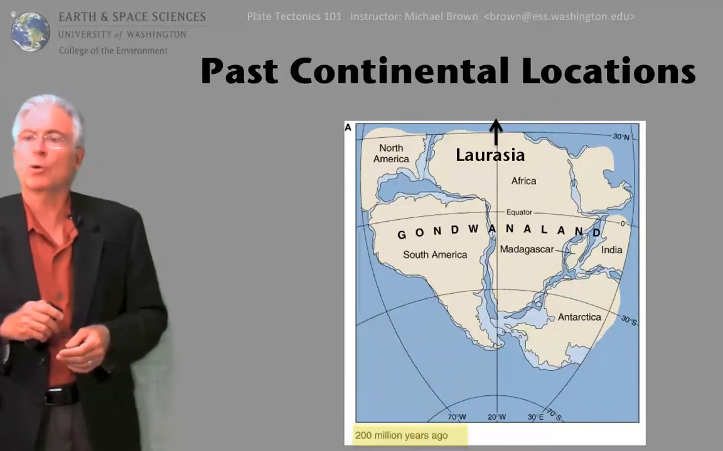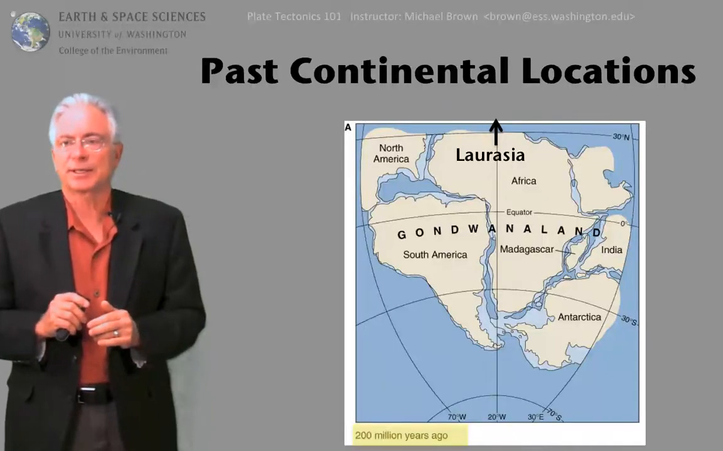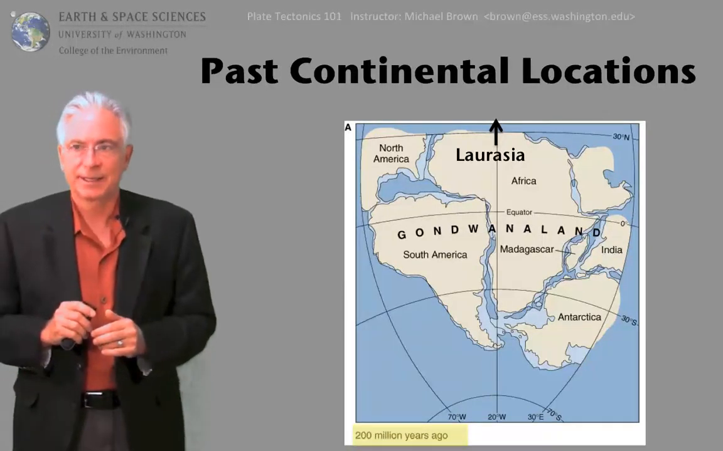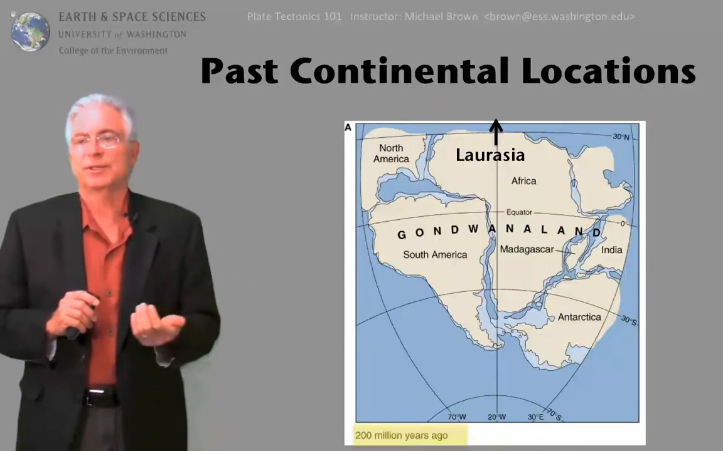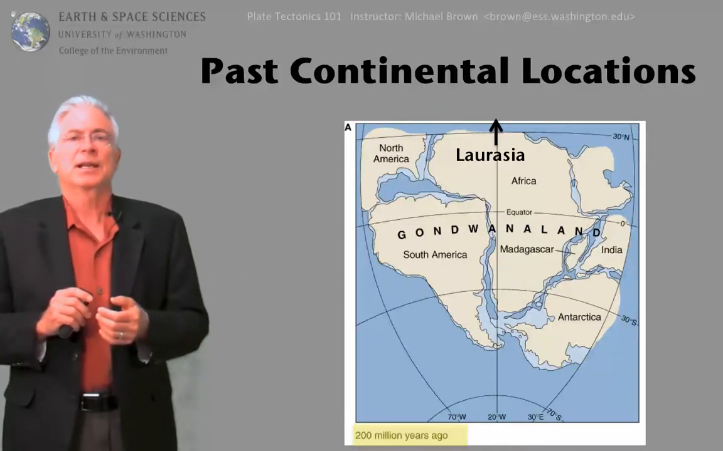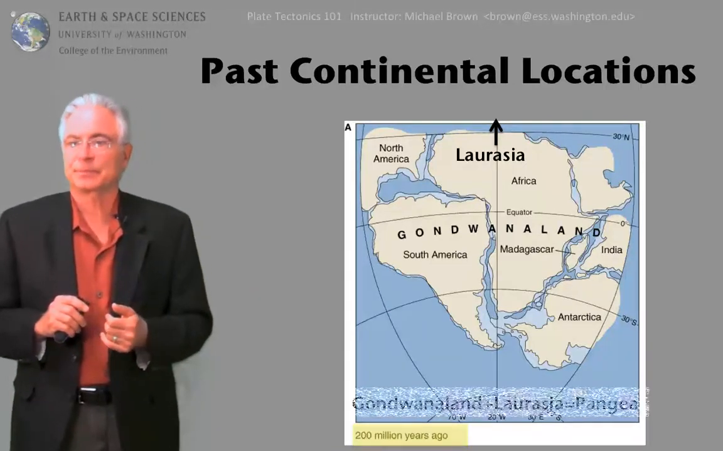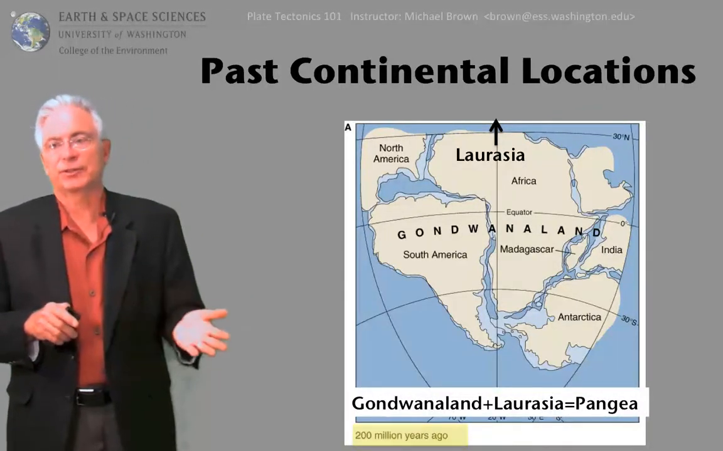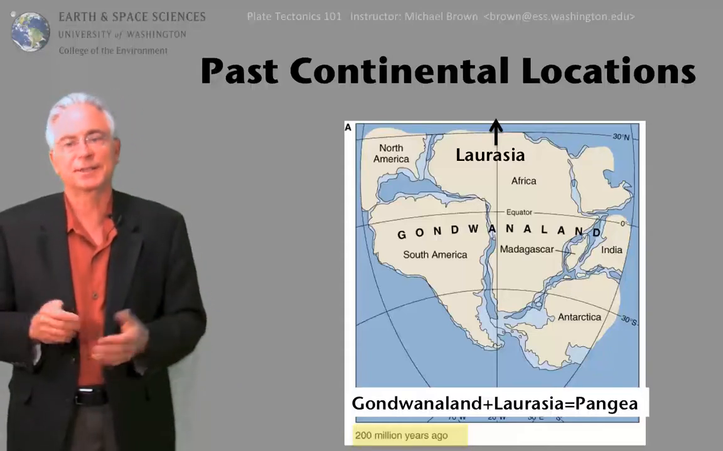If we step forward, a few other notes. This southern arrangement of continents we call Gondwanaland. Now, the arrow pointing north is to Eurasia plus North America. That is lumped together and described as Laurasia. The combination of Gondwanaland and Laurasia into a single supercontinent is called Pangaea.